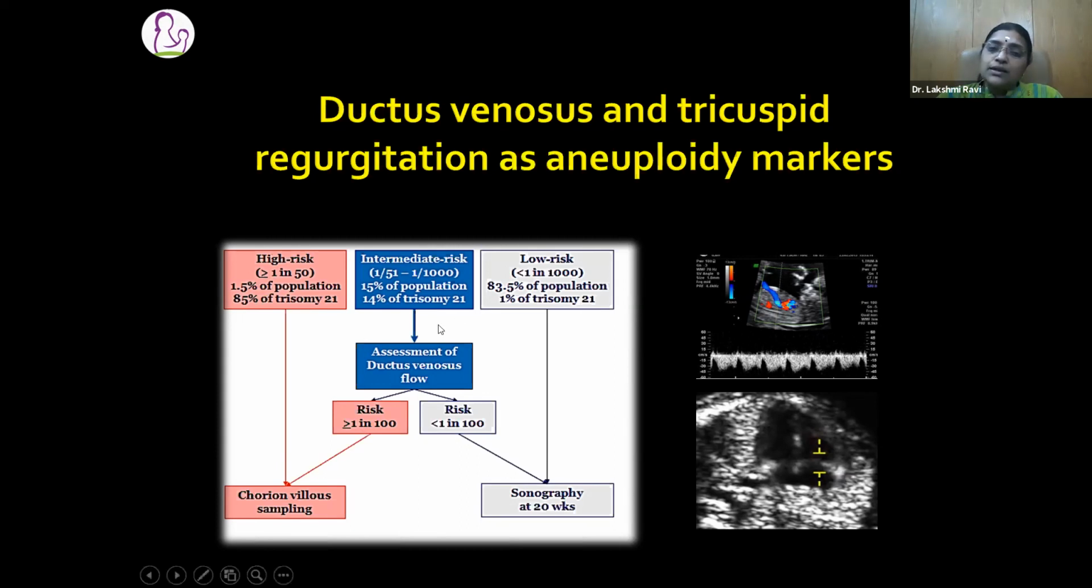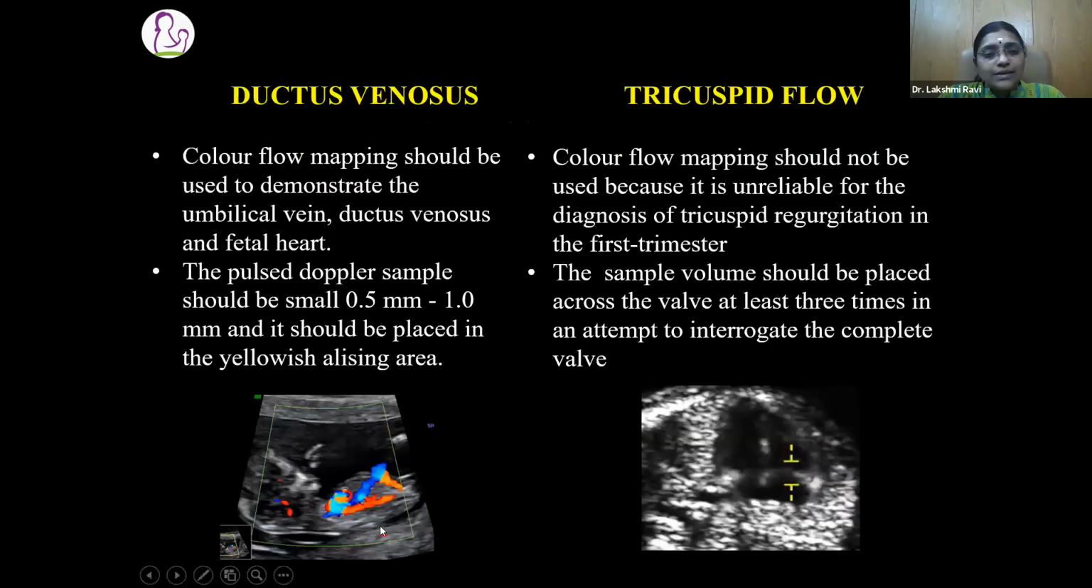So you can definitely, if the protocol also says that you can add these markers only to the intermediate risk population, or if you're well versed in doing these markers, then you can add it to your screening protocol, but that depends on your institutional policy. So even if you do not know to do all these other things, if you are perfectly qualified or competent to do a nuchal translucency and do a serum biochemistry, then that itself would suffice when you're handling screening. So how do you do this ductus venosus?